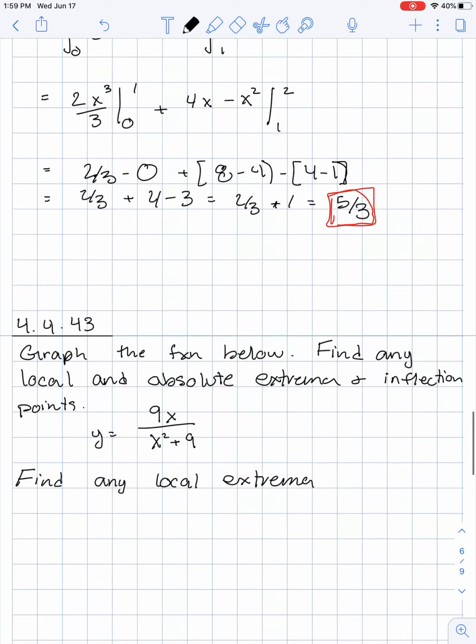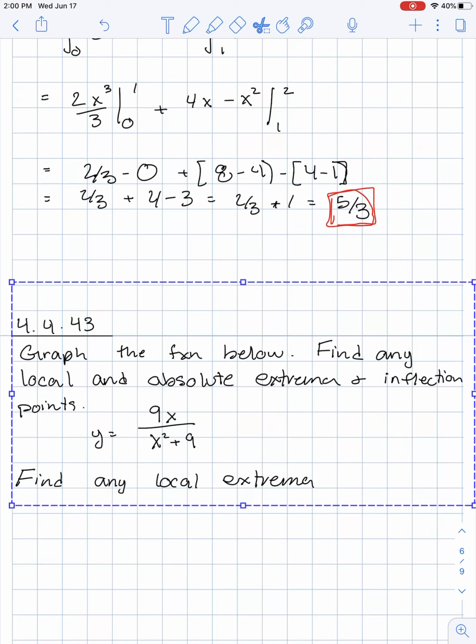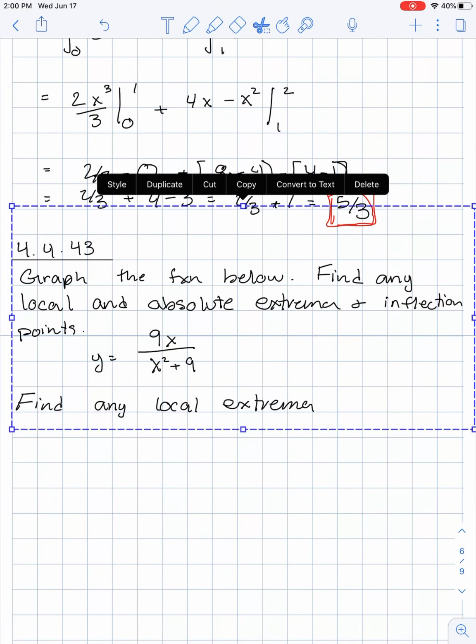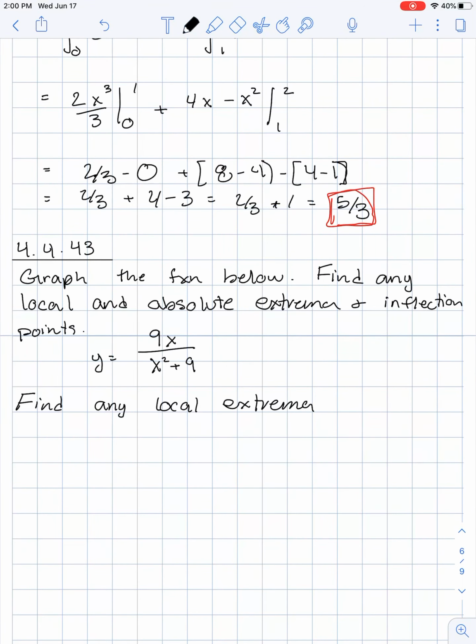All right. So the other most missed problem was a curve sketching problem. That's good that we get to review that. 4.4.43 asked to graph the function below and find any local and absolute extrema and inflection points. If you don't remember this problem, it was a fill in the blank multiple choice problem, and you got to choose some graphs at the bottom. You're first asked to find any local extrema, and then you say the max is here, or it doesn't have any.